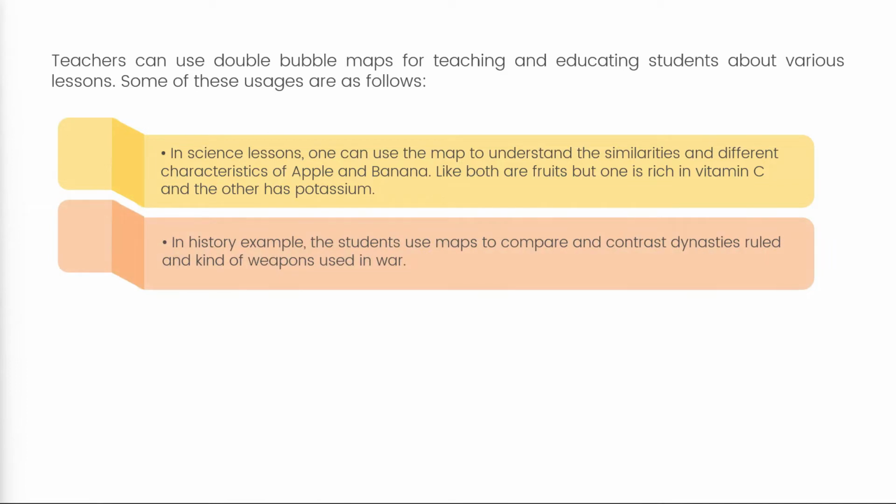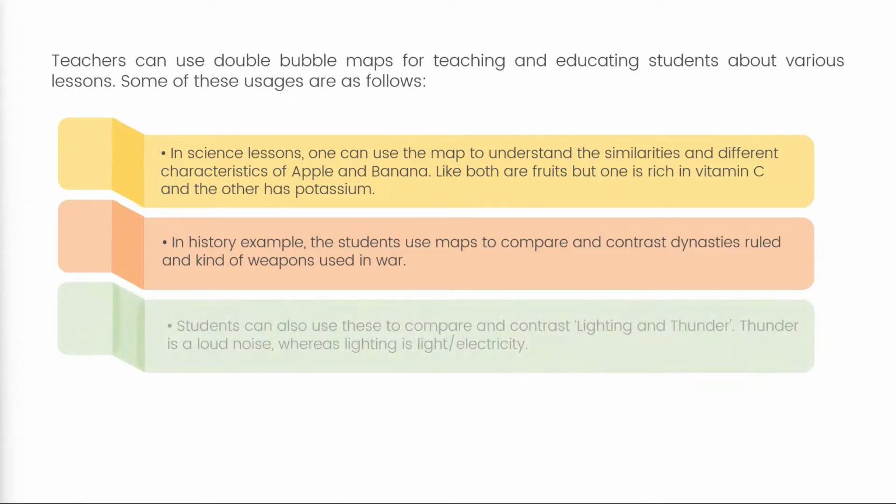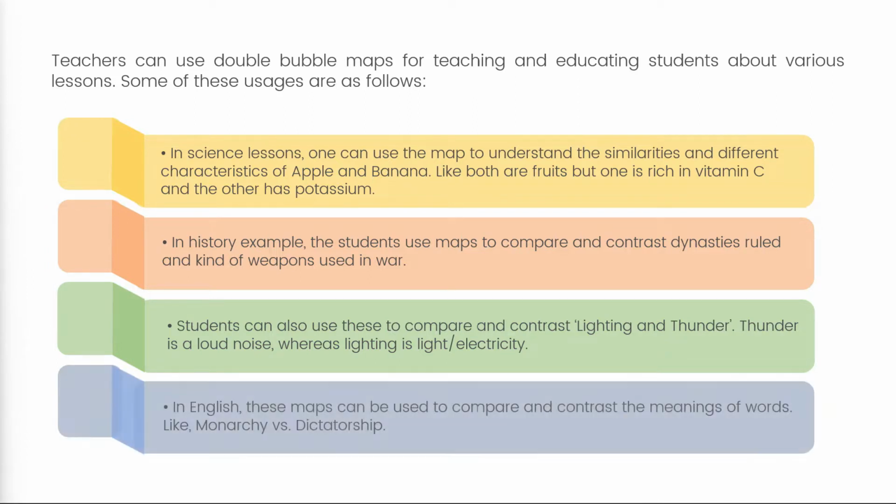In history, for example, students can use these maps to compare and contrast dynasties and the kind of weapons used in war. Younger students could also use these to compare and contrast lightning and thunder. Thunder is a loud noise, whereas lightning is light or electricity. In English, these maps could be used to compare and contrast the meanings of words, like monarchy versus dictatorship.